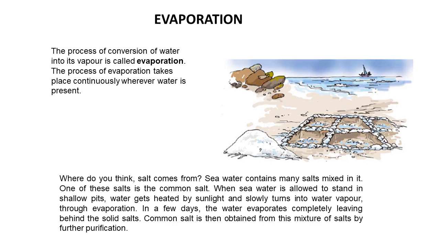In a few days the water evaporates completely, leaving behind the solid salt. Common salt is then obtained from this mixture of salts by further purification. In this way salt is obtained from seawater. So the process of conversion of water into its vapor is called evaporation, and the process of evaporation takes place continuously wherever water is present.